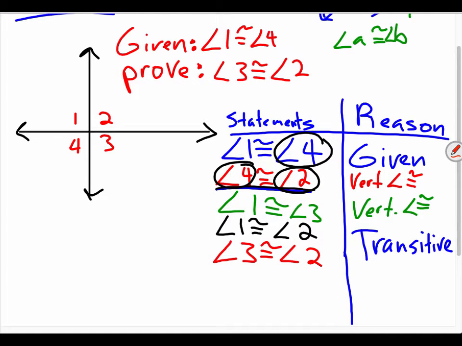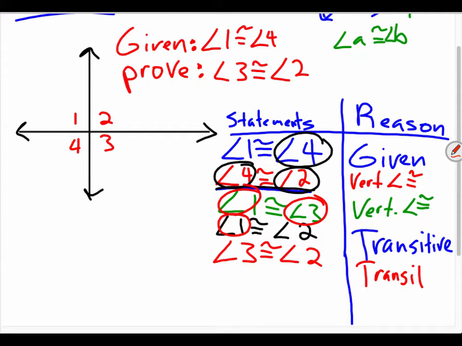Now, how do I justify that? Well, we said that angle 1 is congruent to angle 2, but angle 1 is also congruent to angle 3. So I'm going to cut out the middleman and say angle 1 is congruent to angle 3. So I'm going to plug in angle 3 is congruent to angle 2. What property was that? Transitive. Transitive again, right?